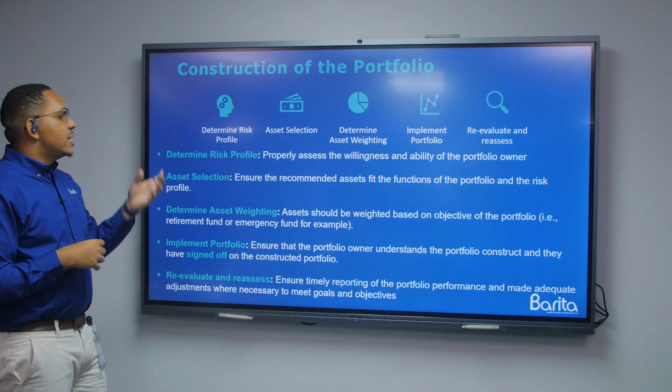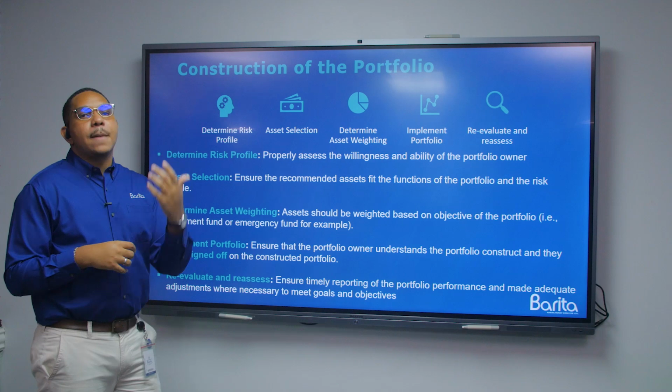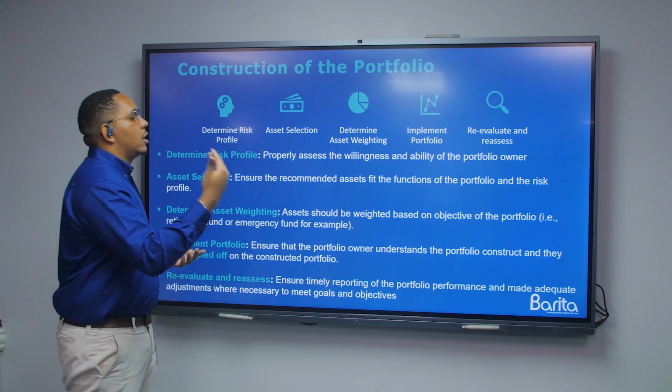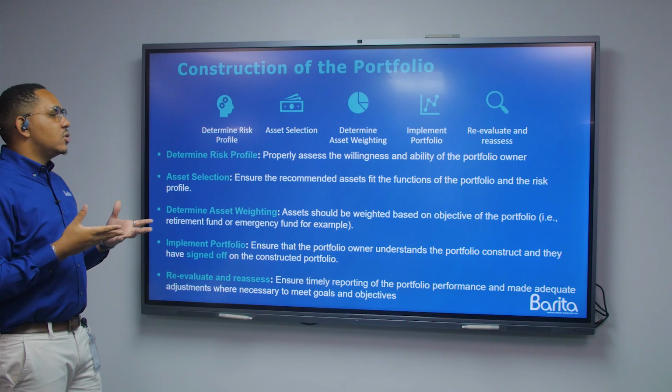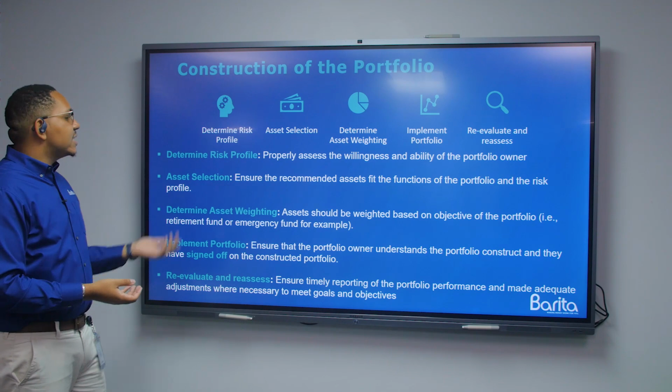For asset selection, ensure that the recommended assets fit the functions of the portfolio and the risk profile. If I'm aggressive, I'm going to buy a startup company. If I'm conservative, I'm going to buy a blue chip company. If I'm in between, then you get into it a little bit more. You ask the person, how do they feel about this company? Do they know anything about this company? That is how you determine it for the persons who are in between. But again, you ensure that the recommended assets fit the functions of the portfolio and the risk profile.